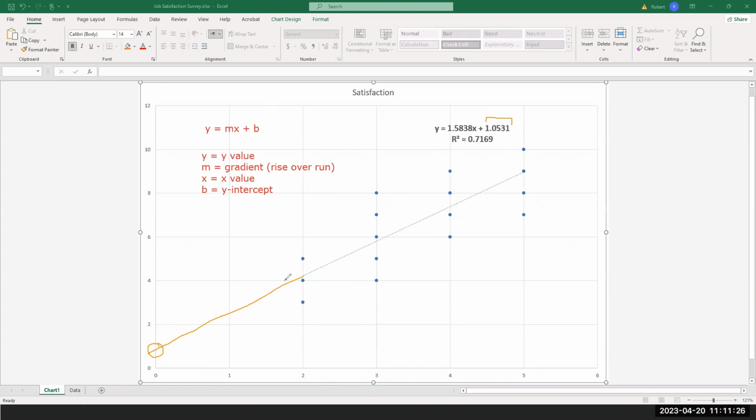My line is not great, but you can see that it's telling you that it's about here, which is exactly 1.0531 on the y-axis. That's the y-intercept. This one here is the slope. Okay, so the gradient or the slope, and then we've got x and y.